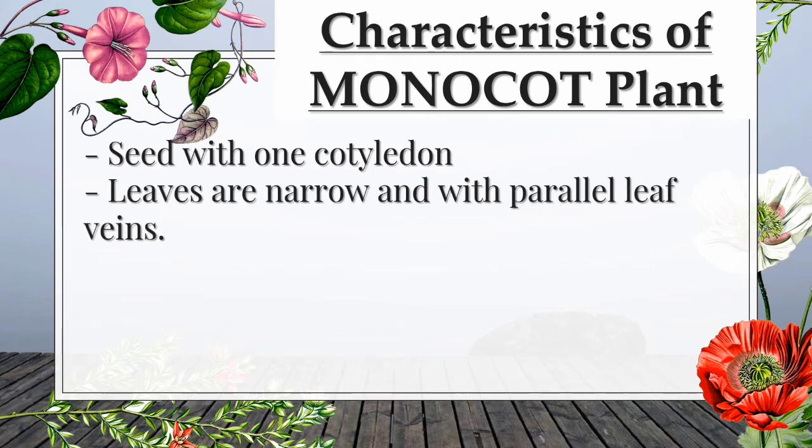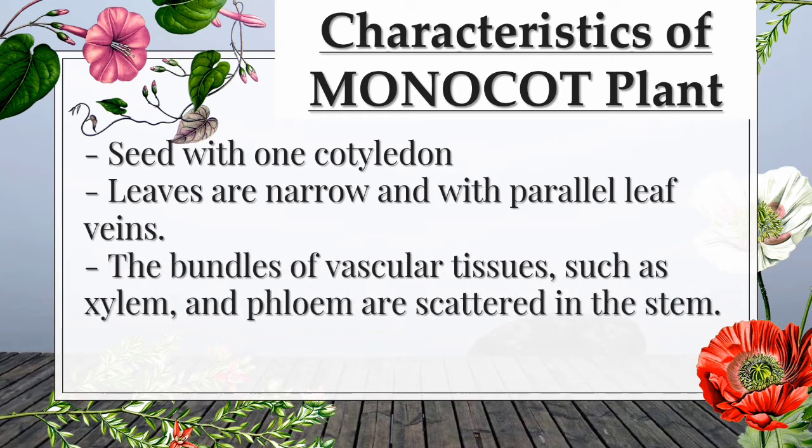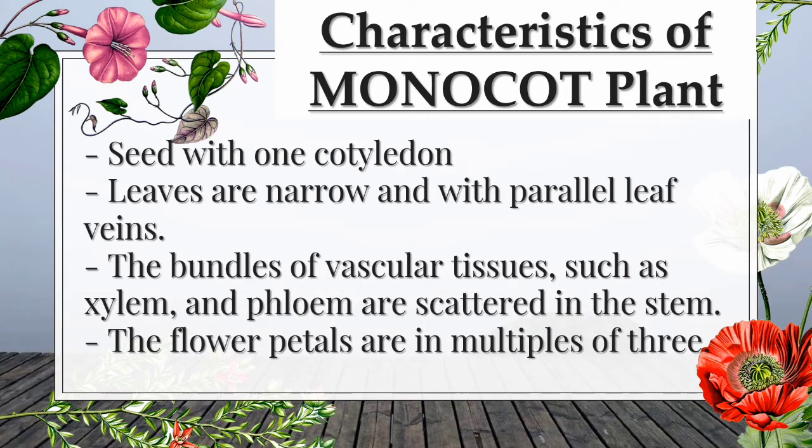Next characteristic of monocot is leaves are narrow with parallel leaf veins. Third, the bundles of vascular tissues such as xylem and phloem are scattered in the stem. And the fourth one, the flower petals are in multiples of 3. Last characteristic of monocot plant, it has a fibrous root. If you remember our discussion yesterday, we discussed the roots.